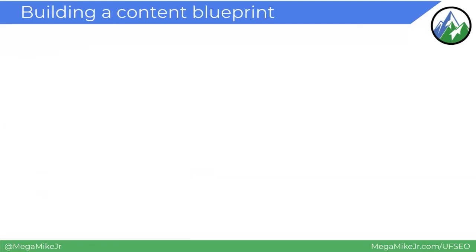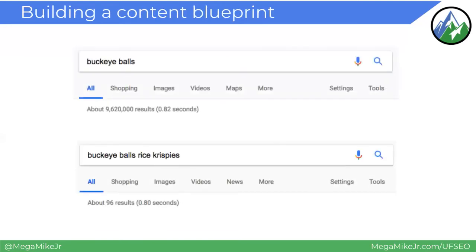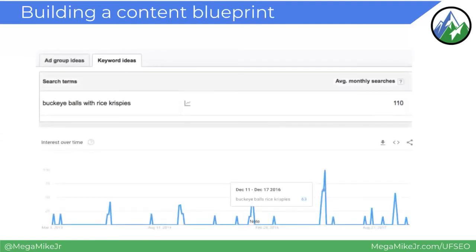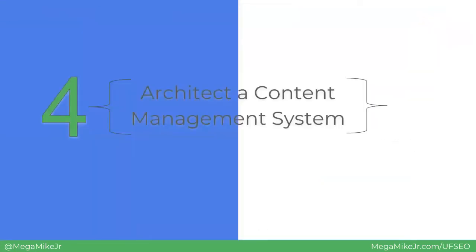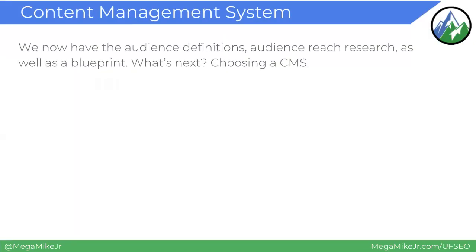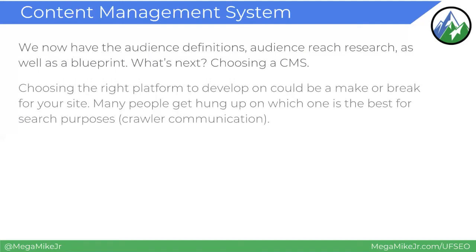That's extremely important. When we're talking about building out a blueprint, you definitely want to consider all these factors because they all play hand in hand in the success of that. The next thing, after you've already built that blueprint out, is the architecture of a content management system and choosing one. So we now have our audience definitions, our audience reach research, and a blueprint. What's next? Well, that's choosing the CMS, right? Choosing the right platform to develop on could be a make or break for your site.